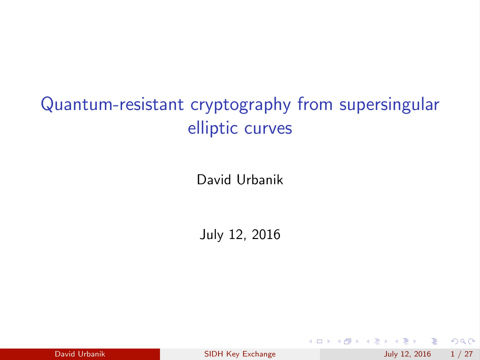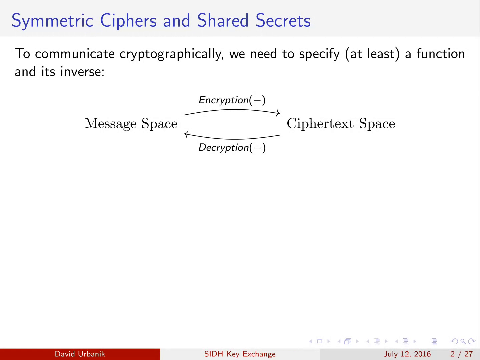All right, hello everyone. Okay, so let's say we want to do some cryptography. What do we need? Well, at the simplest level, we need an encryption function and a decryption function. The encryption function obviously goes from some message space, the messages that we want to send, to some ciphertext space, which is the encrypted version of the message. And the decryption function goes the other way, and they're mutual inverses of each other.